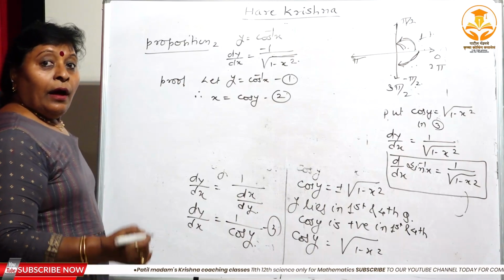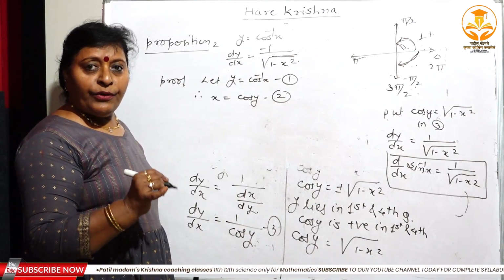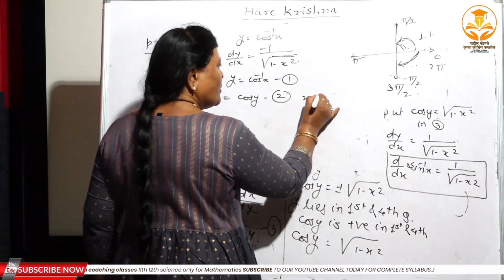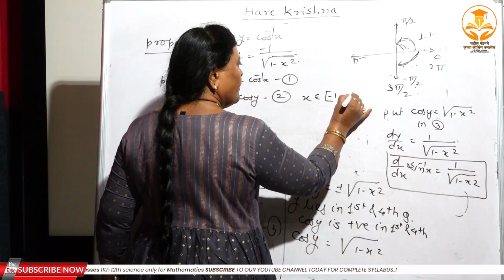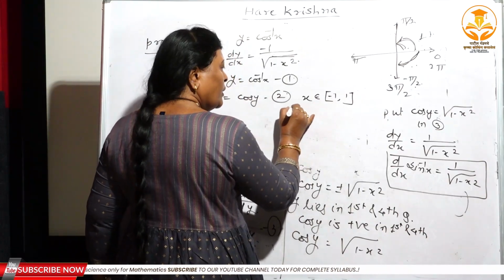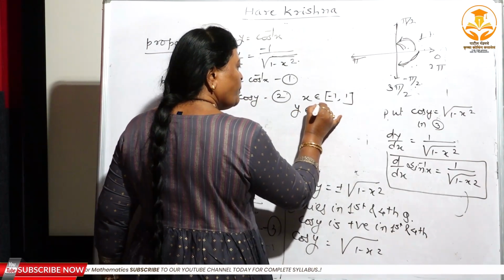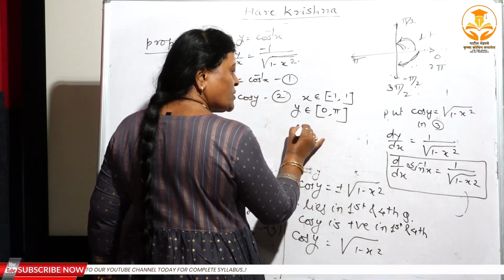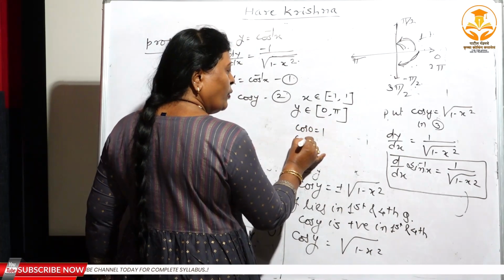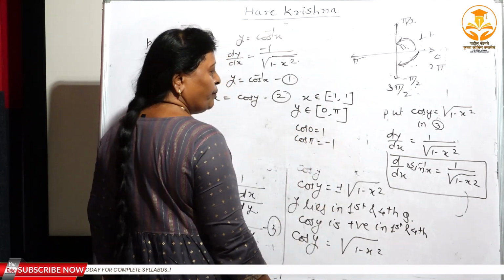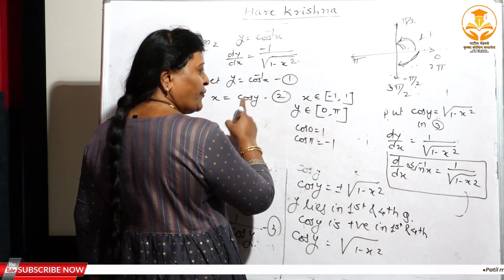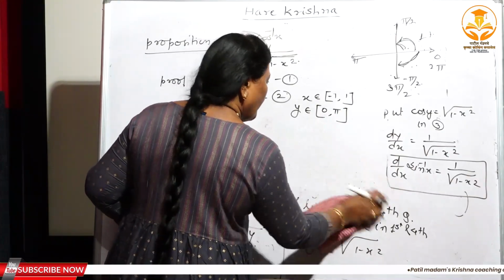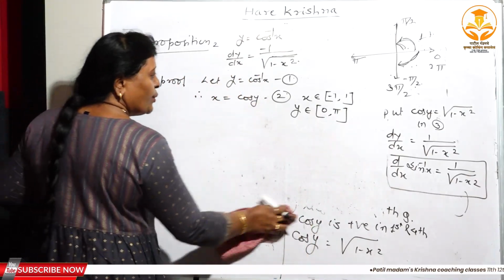Again the cos function always takes values between 1 and minus 1. Therefore, x belongs to the closed interval minus 1 and 1. On that ground, y belongs to 0 to pi, because the value of cos 0 is equal to 1, and the value of cos pi is equal to minus 1. Therefore, this y is ranging from 0 to pi, isn't it? Therefore, here x belongs to minus 1 to 1, and y belongs to 0 to pi, right?